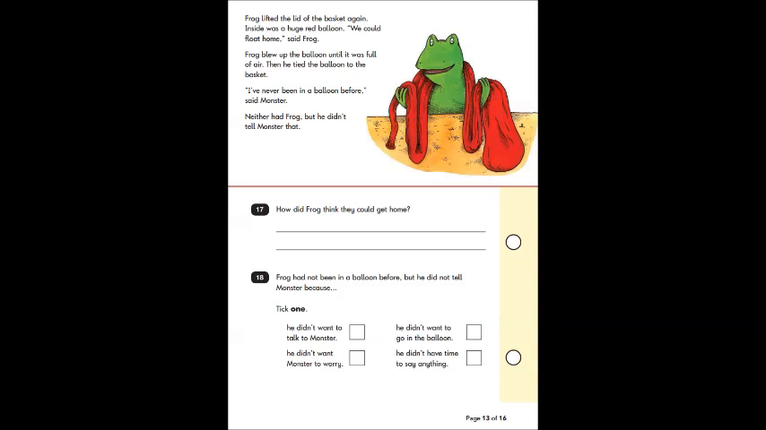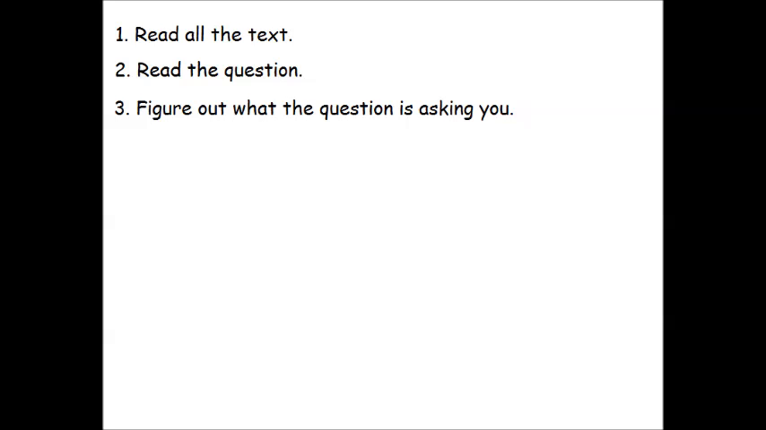There are 8 key steps that you need to remember to answer the question correctly. These are as follows. Number 1. Make sure you read all of the text fully before attempting to answer the question. Number 2. Make sure you read the question properly. Number 3. Figure out what the question is asking you to do. Is it a multiple choice question or will you need to write a sentence for your answer?